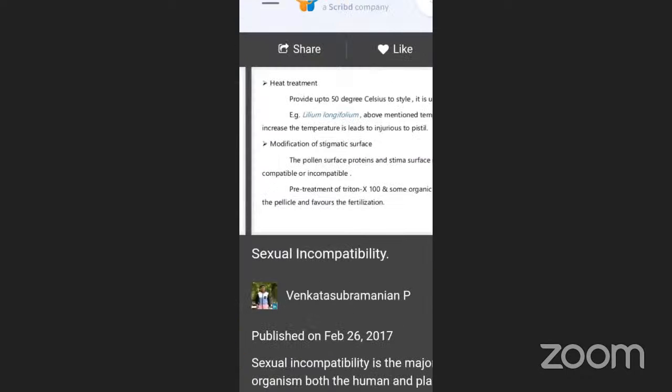Next is intra-ovarian pollination. When the incompatibility lies on the stigma or in the style, a direct introduction of pollen suspension into the ovary would be helpful.